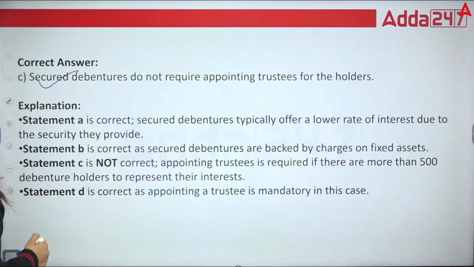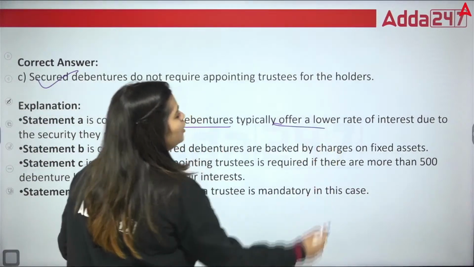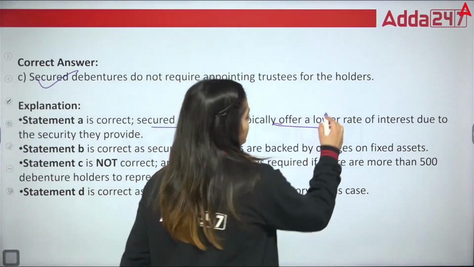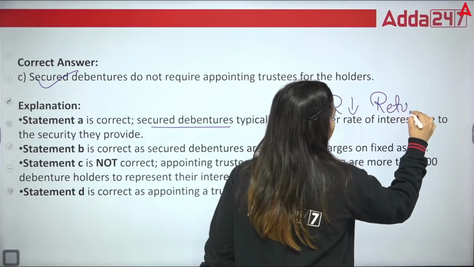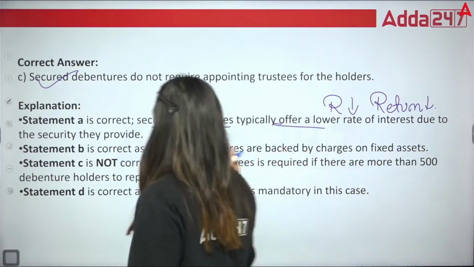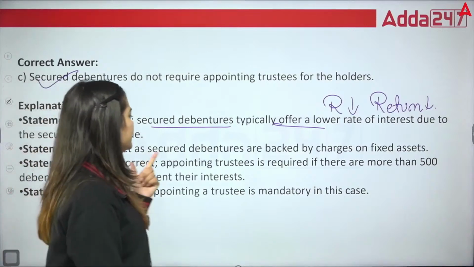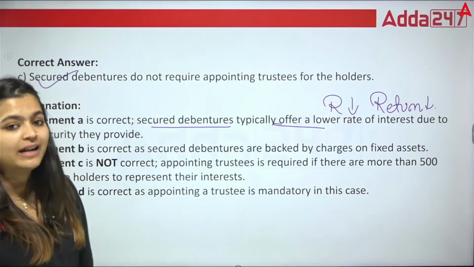Now let's see why other statements are correct. If we see option A, that is correct because secured debentures offer a lower rate of interest due to the security they provide. Correct, because they are giving you protection. That's why you are taking less risk, and that's why you are getting comparatively less return. So that is what statement A is saying, and that is true. If we see option B, correct, as secured debentures are backed by charges on fixed assets. That is also true.